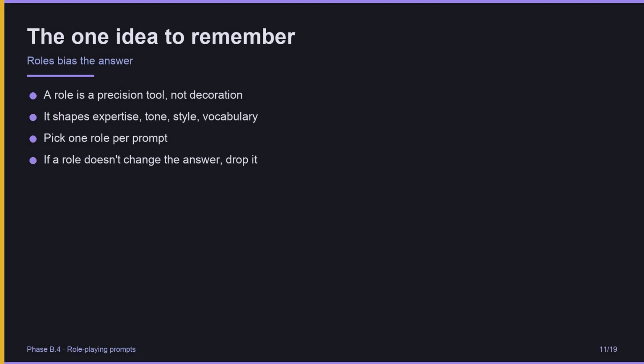If you remember one idea from this lesson, a role biases the answer. It is a precision tool, not decoration. It shapes expertise, tone, style, and vocabulary, all at once. Pick one role per prompt. And if a role does not actually change the answer, drop it. You will see this instinct develop over time.